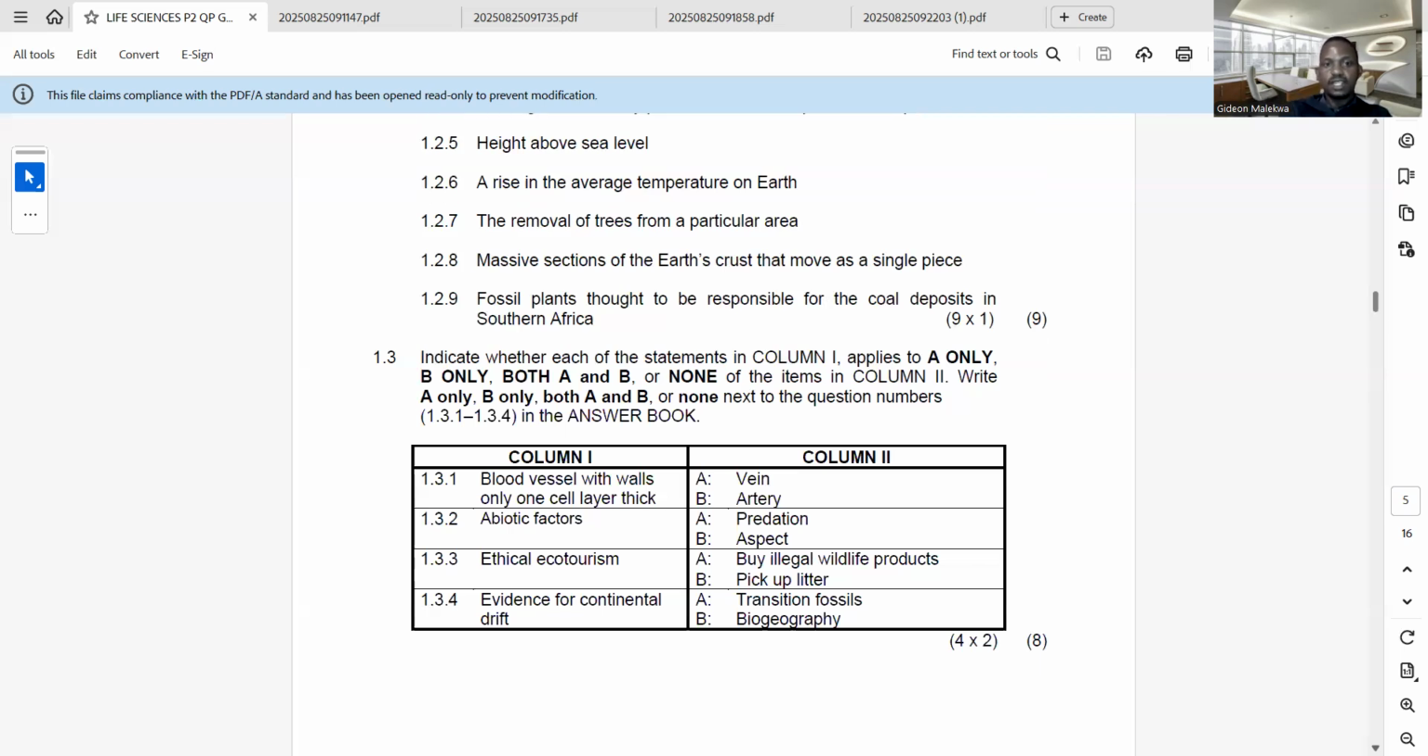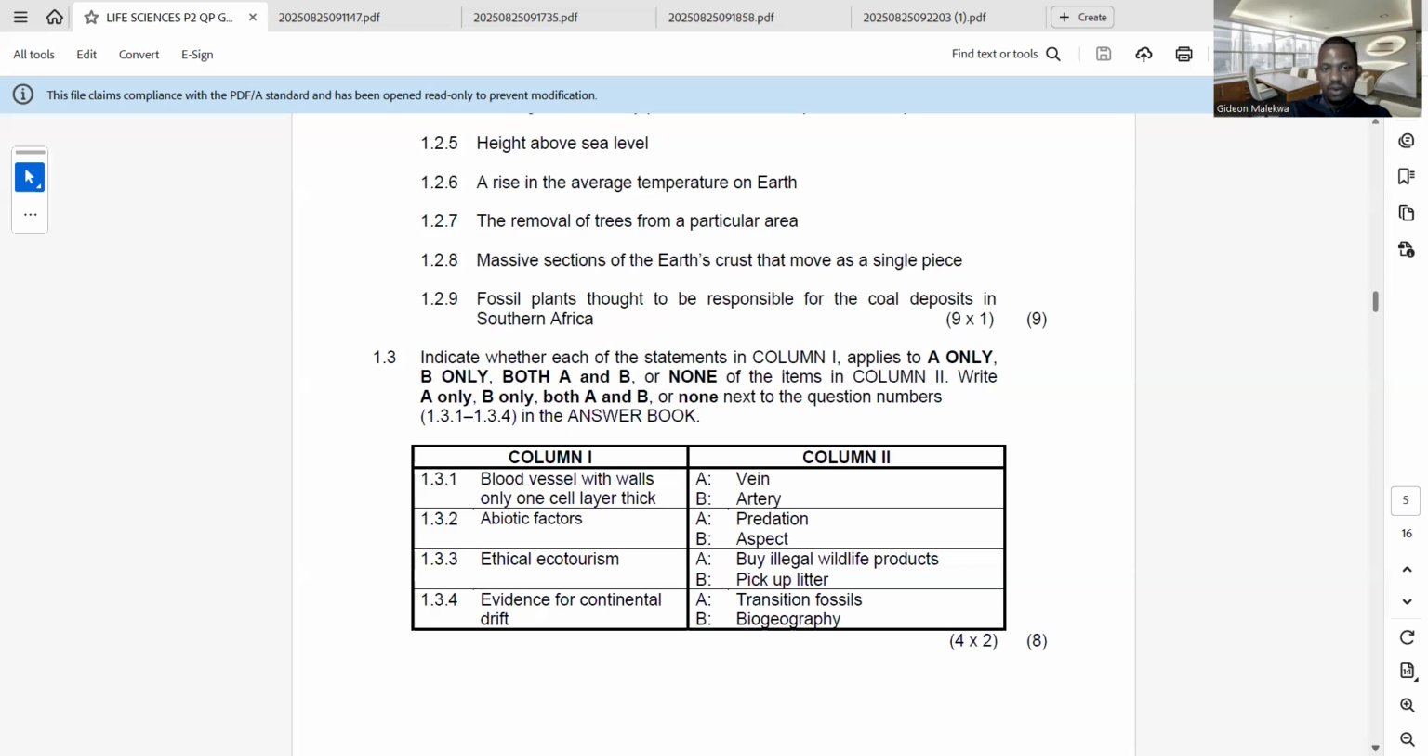Indicate whether each of the statements in column 1 applies to A only, B only, both A and B, or none of the items in column 2. Write A only, B only, both A and B, or none next to the question numbers. So we are going to come up with A only, B only, both A and B, or none.